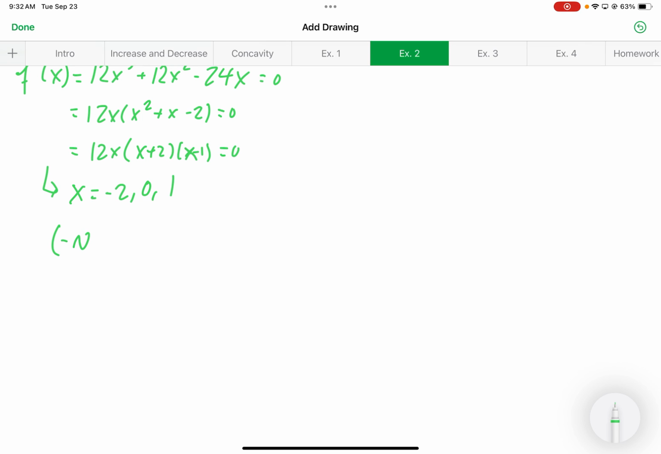Anytime it switches to crayon, that's like the equivalent of Comic Sans. All right, negative infinity to -2, -2 to 0, 0 to 1, and then 1 to infinity.